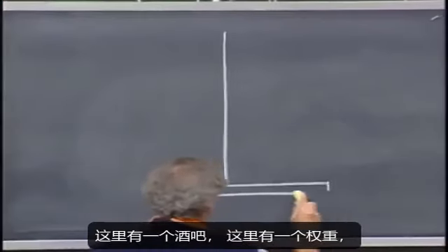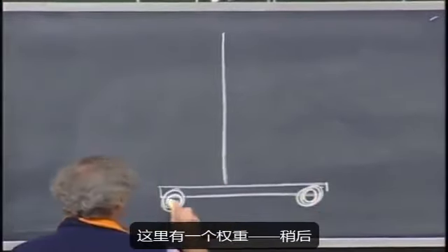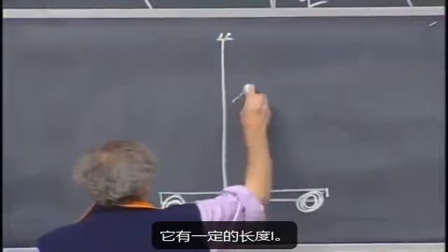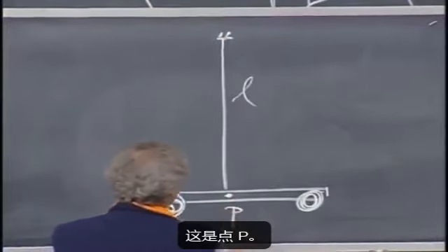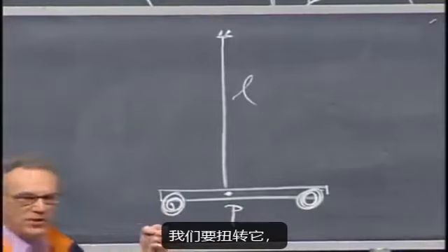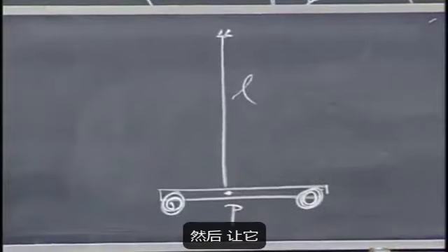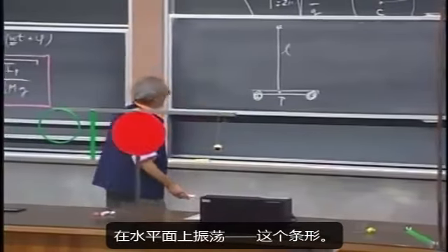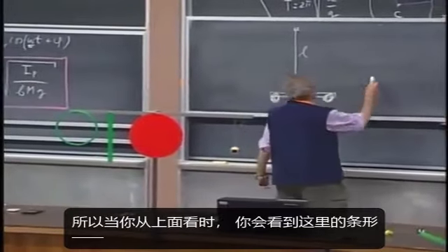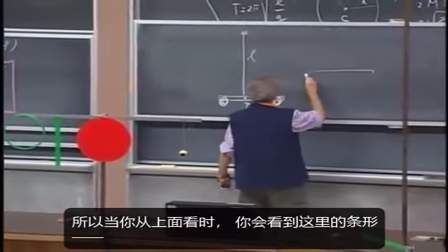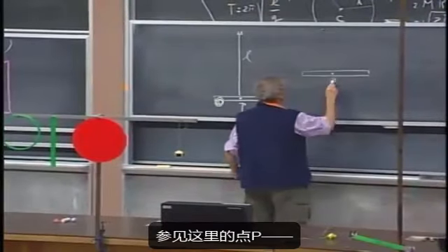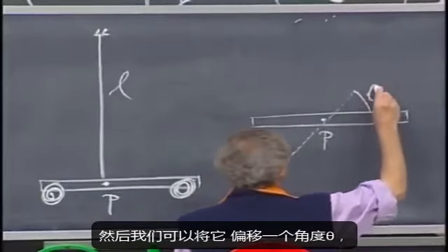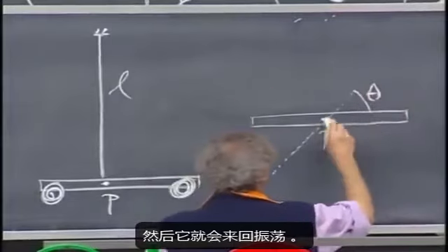Here is the torsional pendulum. This is a bar, and there is a weight here, and there's a weight here. I'll tell you more about that later. It's hanging here from the ceiling. It has a certain length L. This is point P. And we're going to twist it, and then we're going to let this bar oscillate in a horizontal plane. So when you look from above, you will see the bar here, see point P here, and then we can offset it over an angle theta, and then it will oscillate back and forth.